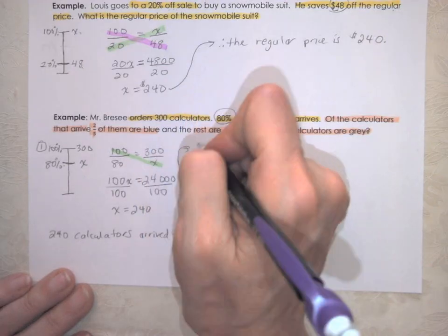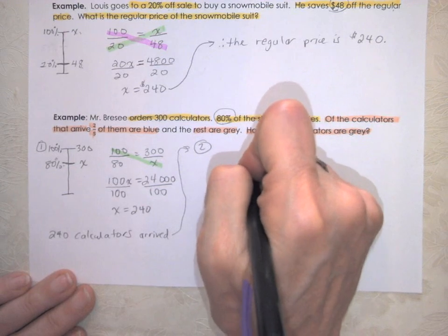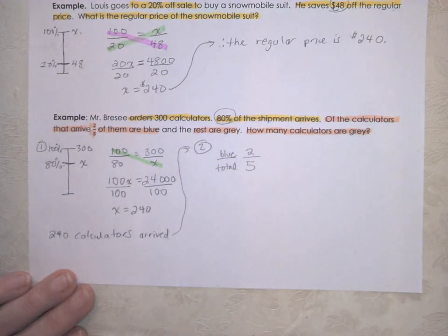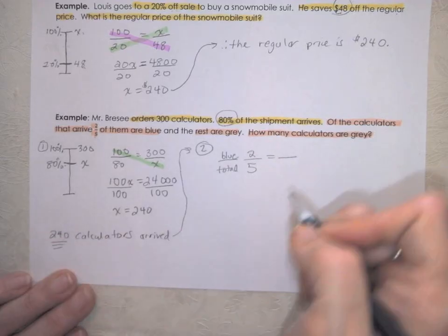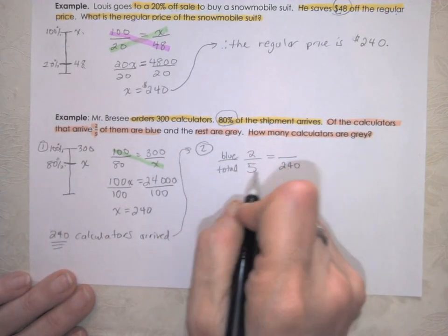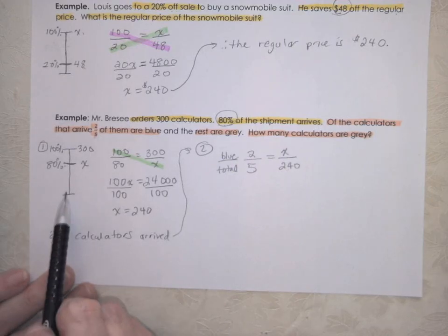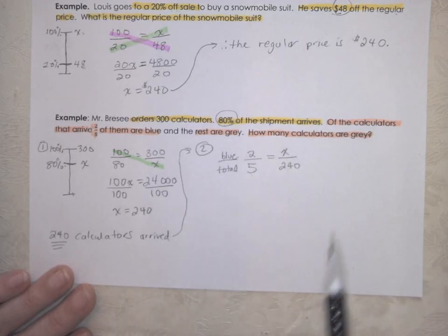Okay, so we'll carry this up and do our second step here. So of the calculators that arrive, 2 out of 5 of them are blue. Okay, so 2 out of 5, so 2 represents blue, 5 represents total, okay? And we just found the total that arrived was 240. Okay, so totals are on the bottom, blue is on the top. Okay? So there we have our second proportion set up. And I didn't make a whisker because I'm not doing a percent here. 2 out of 5 are blue, that's just a ratio. Okay? 2 out of every 5 are blue. Okay, so this is going to tell me how many were blue. And then we'll think about how we could get how many are gray.